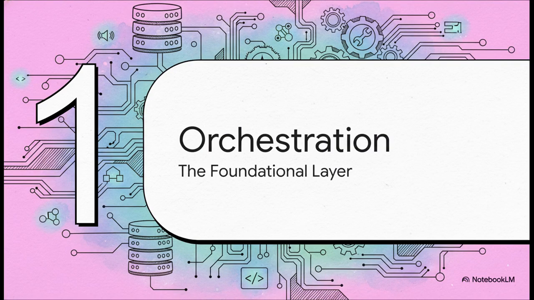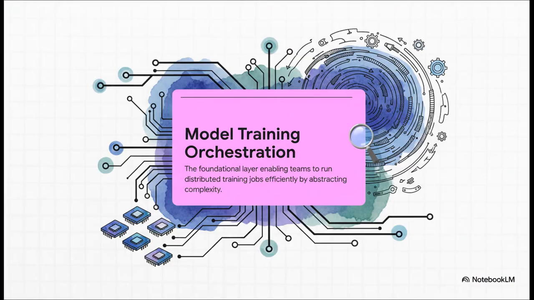So how in the world do we solve this puzzle? The answer lies in a concept that is truly the foundational layer of all modern AI infrastructure: orchestration. This is where model training orchestration comes into the picture. You can think of it as a really smart management layer. It's the software that lets teams run these enormous training jobs across an entire cluster of GPUs, and it handles all the messy, complex details in the background. It basically hides the chaos so developers can focus on what they do best, building the model itself.